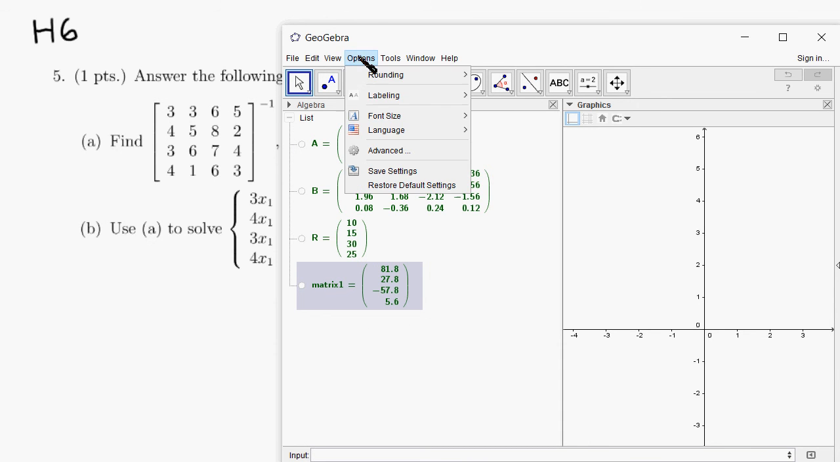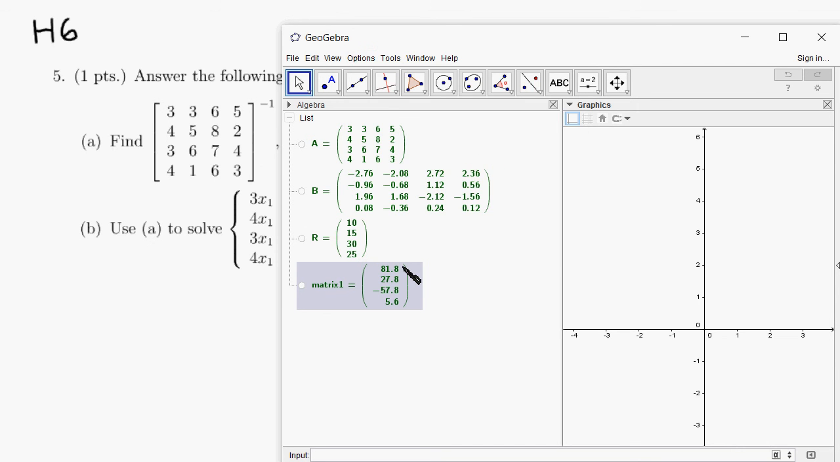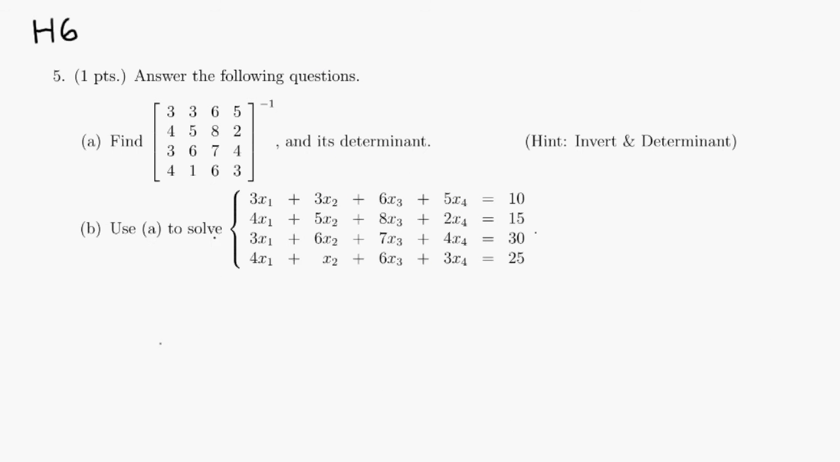Let's see, I'm going to check the precision there. Let's see, rounding. Actually, these are exact values. So that's how you do part B.